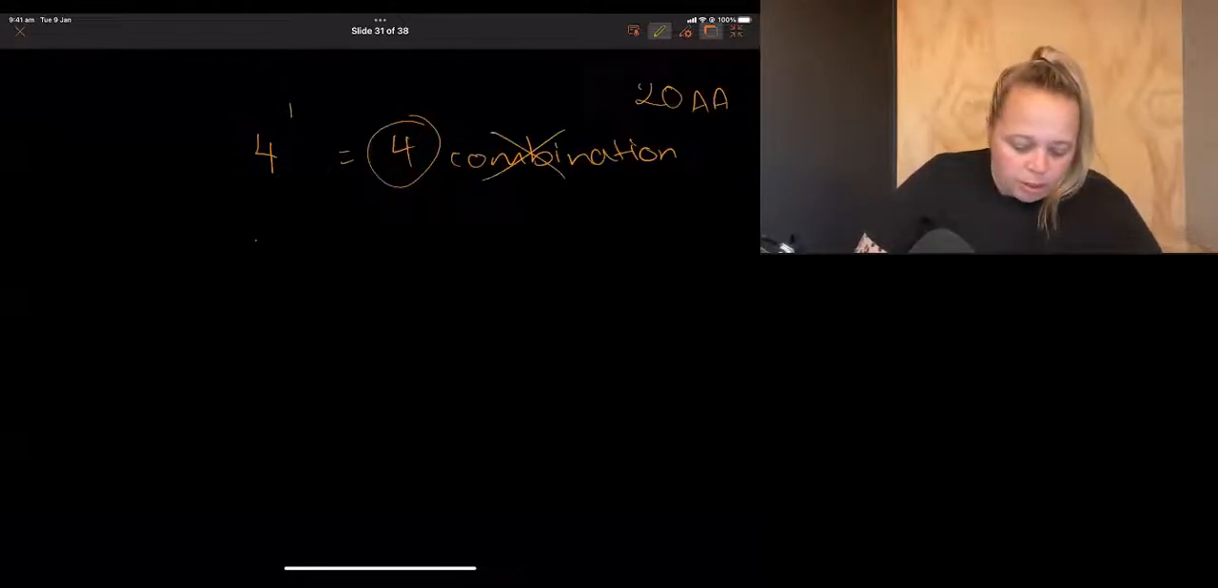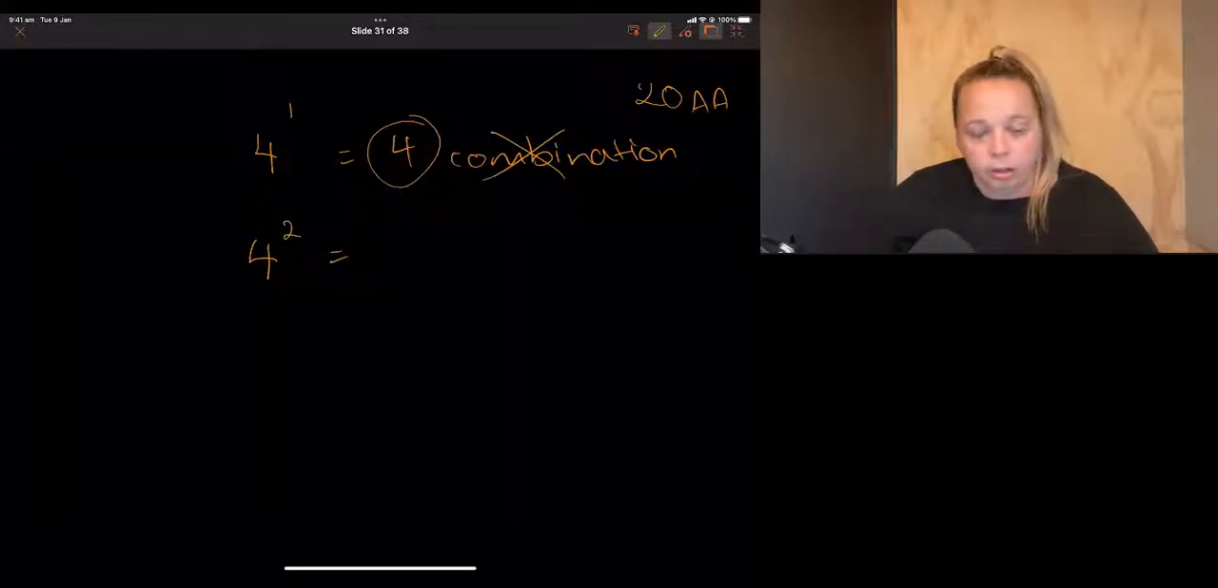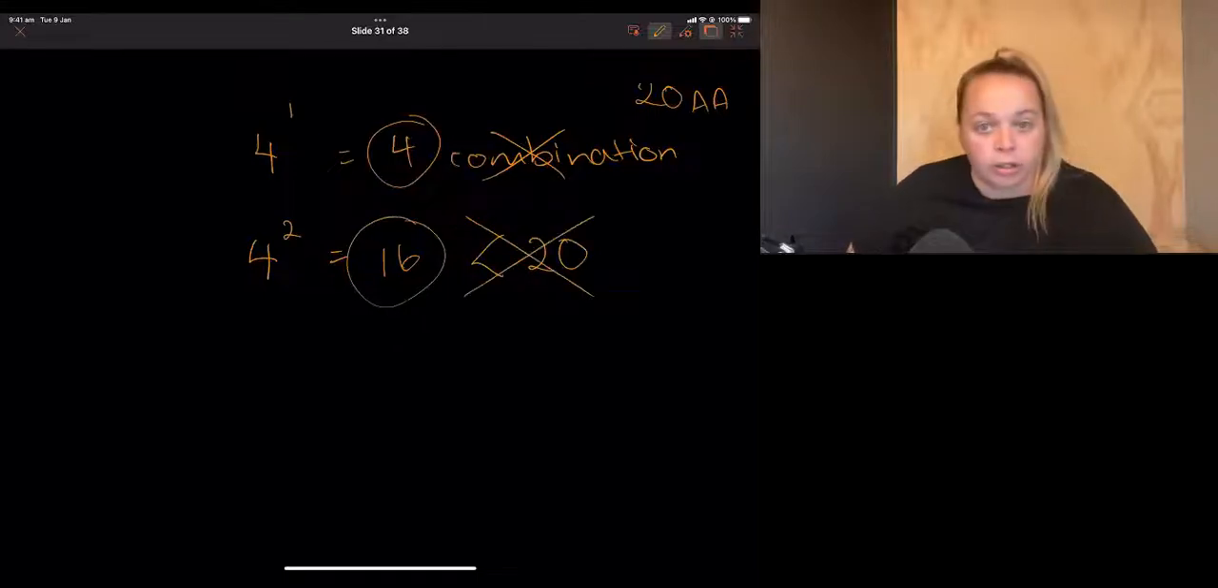So what we're going to do is go, all right, what if I had a combination of 2 bases? So when I go 4 to the power of 2, that's 4 times 4 equals 16 combinations. This is still less than 20. So it's not going to work.